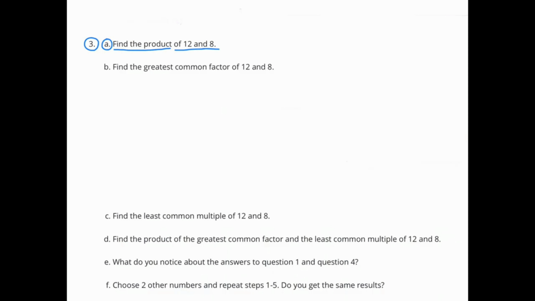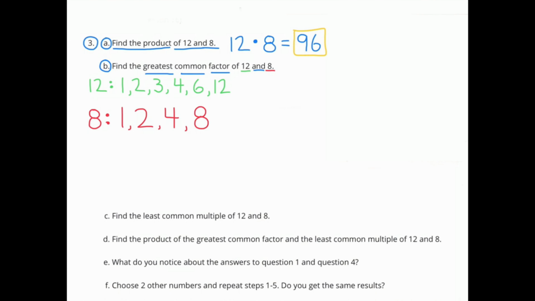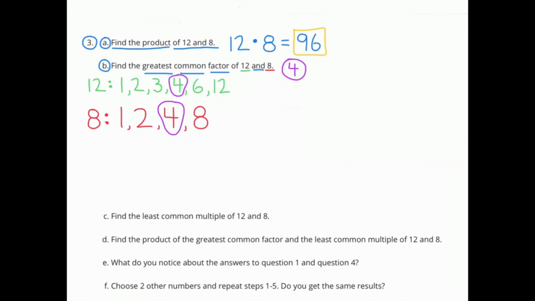Number 3A. Find the product of 12 and 8. Finding the product means we have to multiply, so 12 times 8 equals 96, or the product of 12 and 8 is 96. B. Find the greatest common factor of 12 and 8. I've listed the factors of 12, which are 1, 2, 3, 4, 6, and 12, and I've listed the factors of 8, which are 1, 2, 4, and 8. The largest of those common factors, or the greatest common factor, is 4. So the greatest common factor of 12 and 8 is 4.